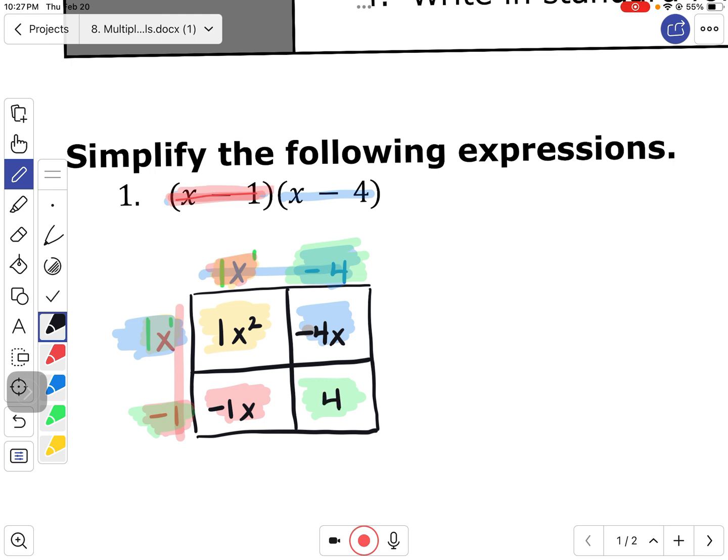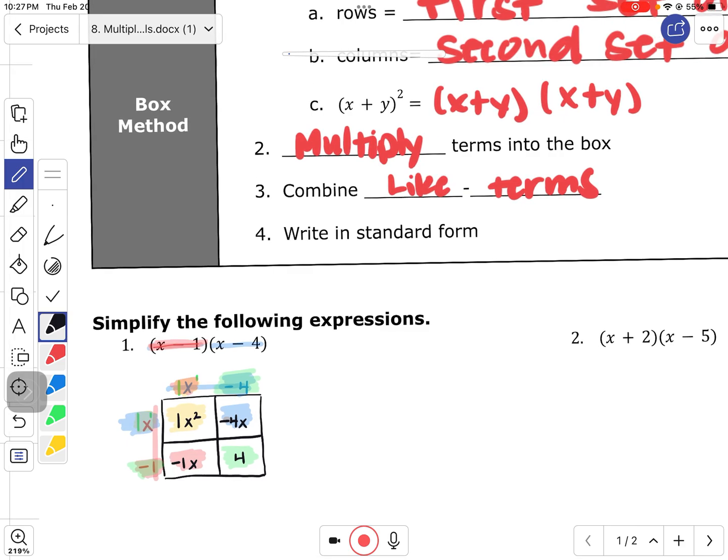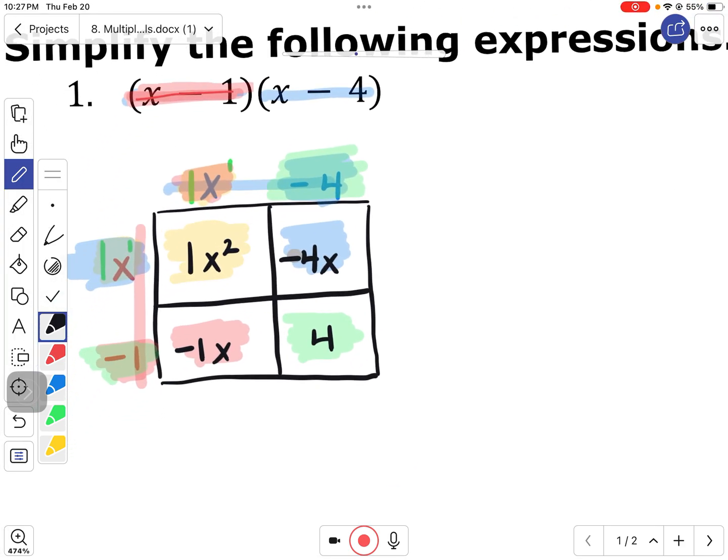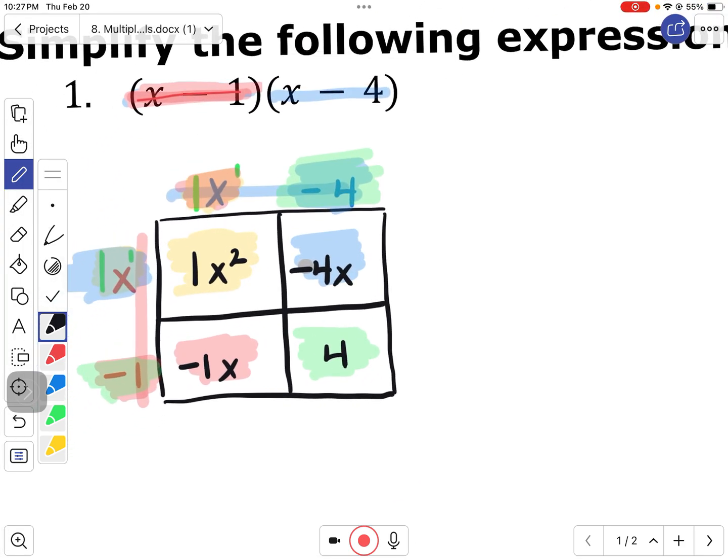Okay, so we did the multiplying, and then the next step says we need to combine like terms. So anything that has the same power on it is a like term. When I look at this, these both have an x on them.